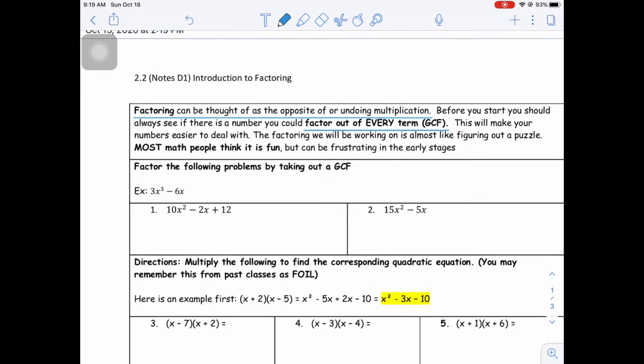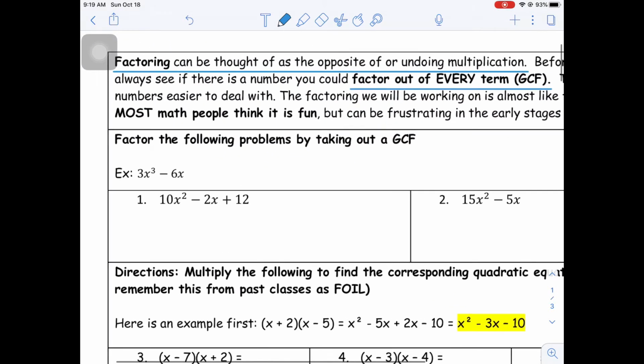So let's take a look at this first example. It says factor the following problems by taking out a GCF. So if we're looking at the first term, there's 3x cubed, and then the second term has a 6x. So what is coming out of both of those things? Okay, in here we have a 3. Inside of this 6, there's also a 3, so we could pull a 3 out of both of them. And remember when we would do that, we would divide each term by 3 and move it to the front.